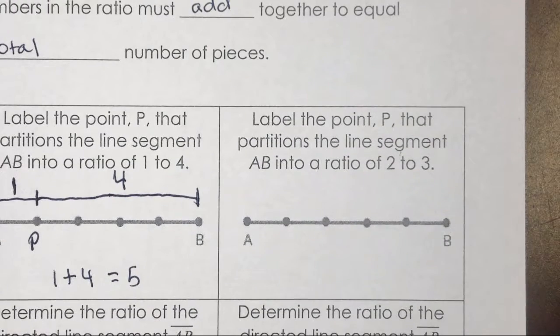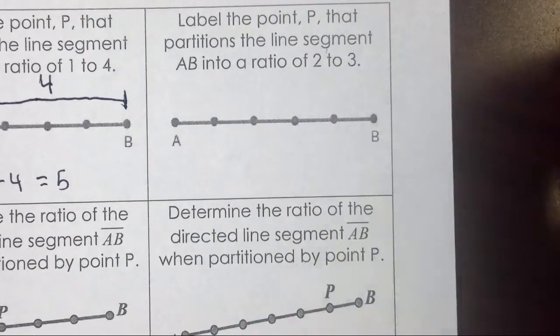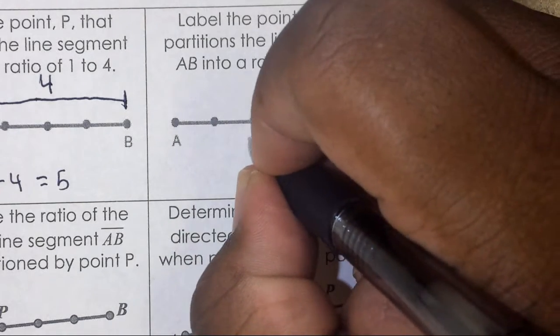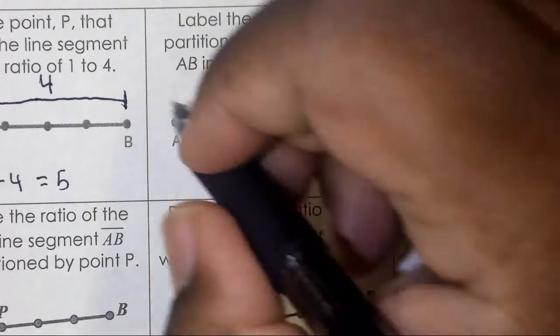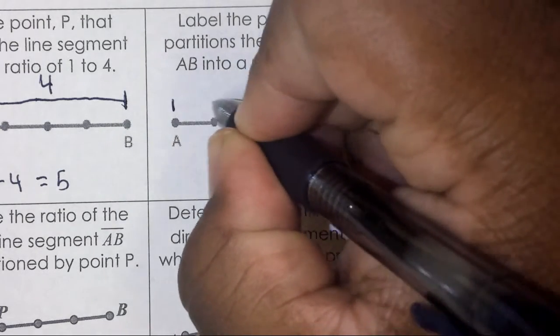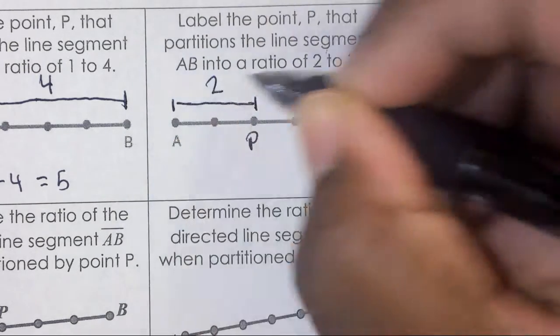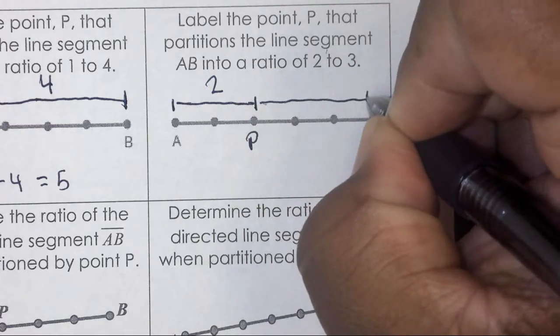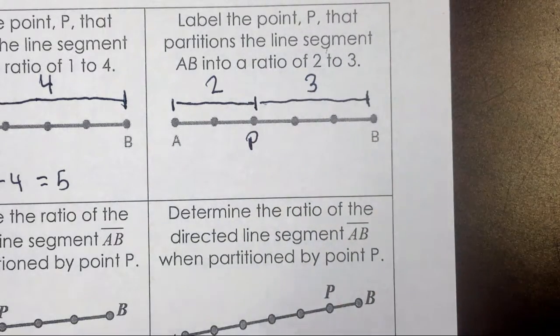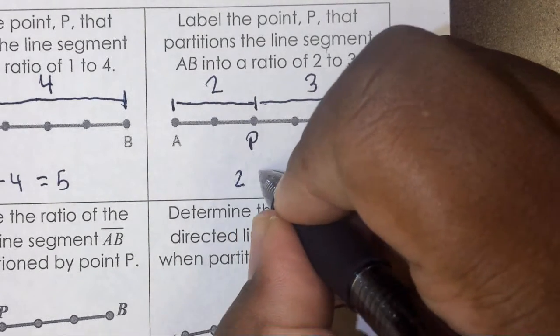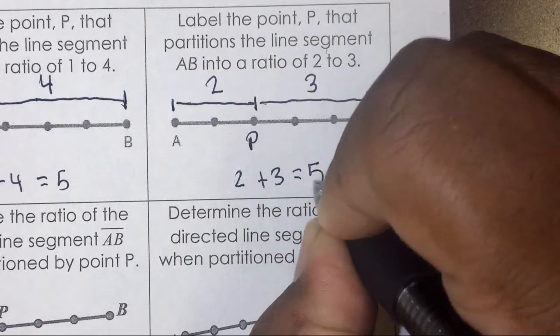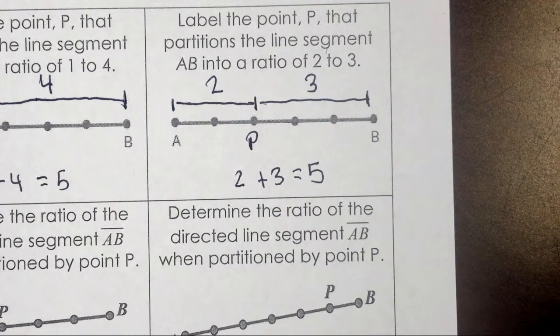Next one, AB into a ratio of 2 to 3. Put point P on. It's my partition here. 2 to 3. Gesundheit. Same situation. I know all those are easy because, I mean, we're using the same 5 segments every time. It's not going to be 5 segments every time. It's going to switch up.